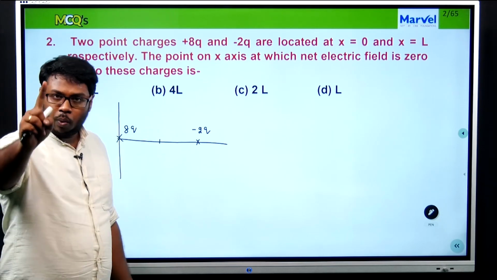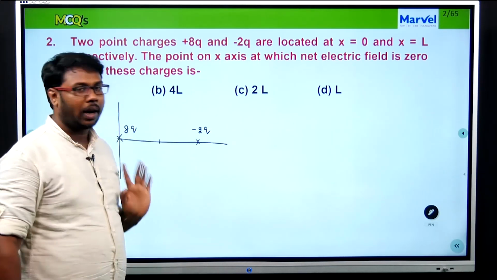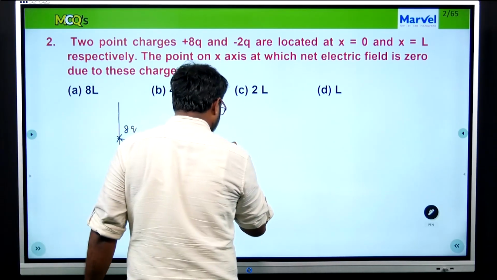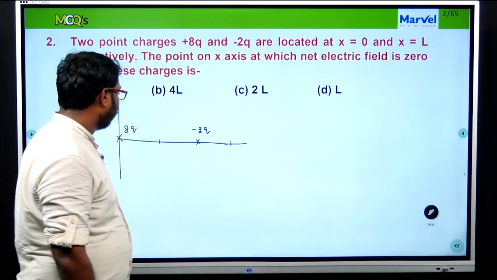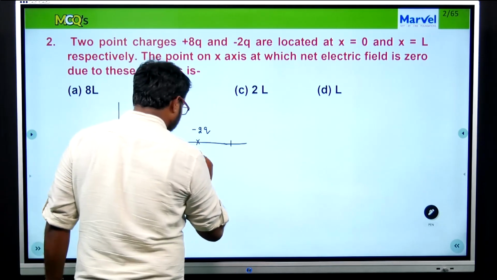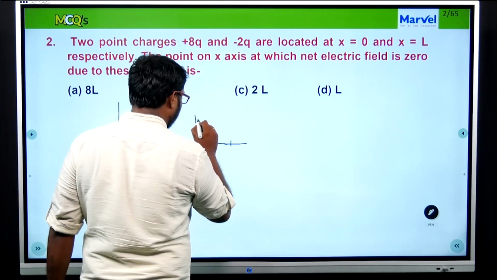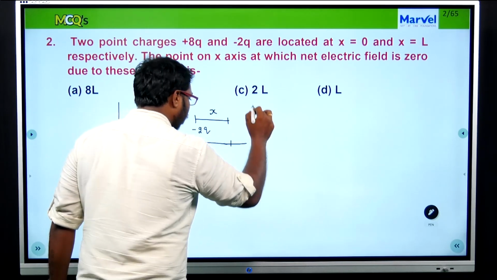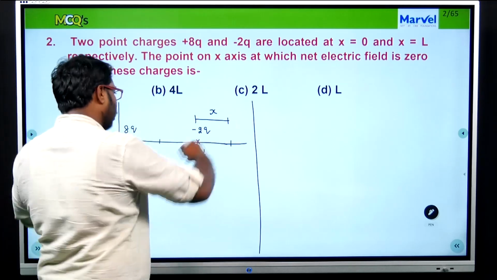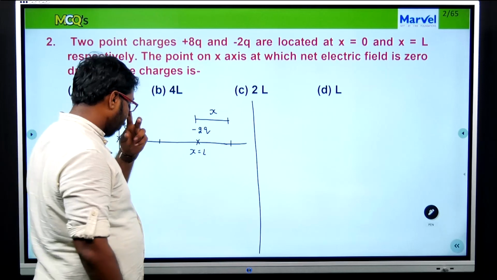So now we are only left with one option, to place the test charge on the right side. I am going to place it here. Already this is x equal to 0, this is x equal to L, and I will call this distance x. Now we are about to find the whole distance from x equal to 0. That is important. I will show you how.